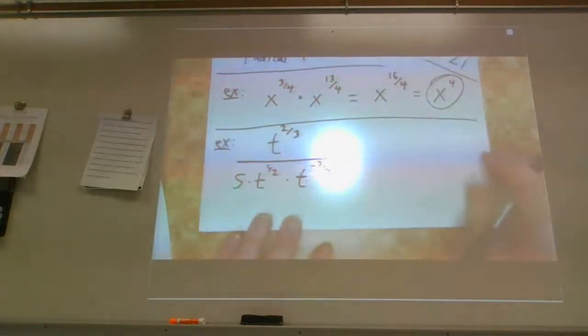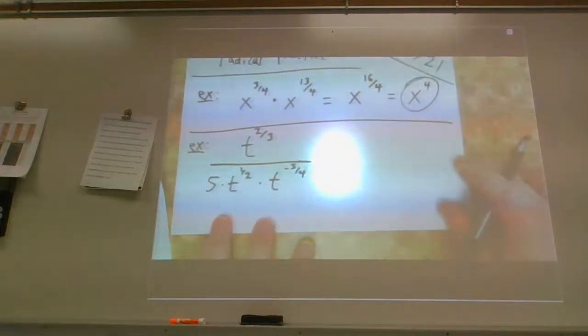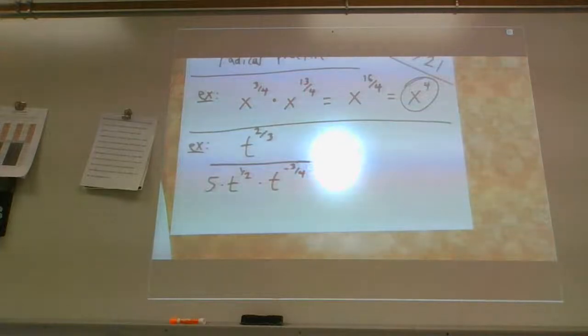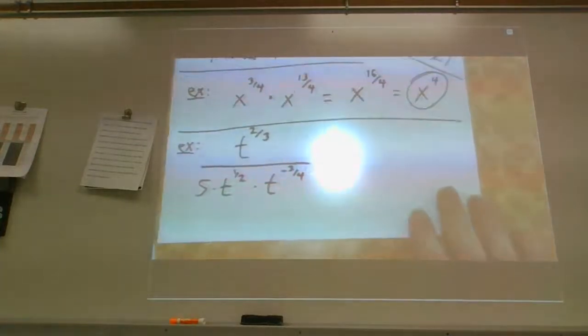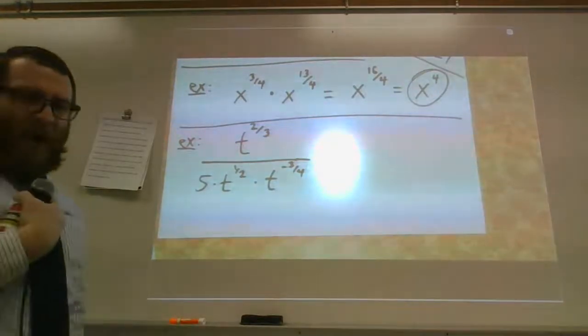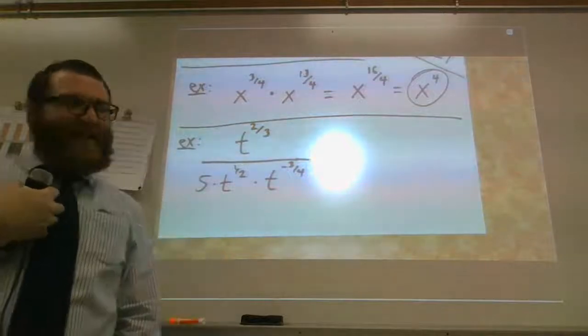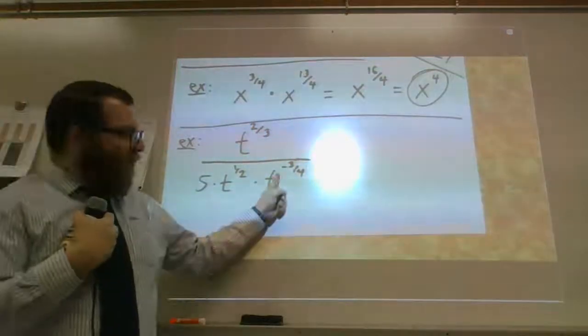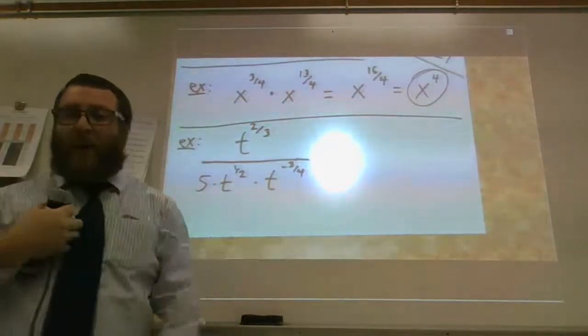I'll move that out of the glare. There we go. Zoom in a little. There we go. T to the 2/3 on top. On the bottom is a coefficient of 5, a t to the 1/2, and a t to the negative 3/4. That's a negative 3/4.